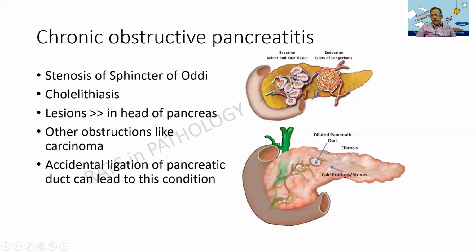This is a normal pancreas over here, and these are the various manifestations. There can be dilated ducts, there can be calculi within, lot of fibrosis is found, and then there is calcification, presence of stones leading to obstruction. So stenosis of the sphincter of Oddi, cholelithiasis, and lesions in the head of pancreas, something like carcinoma. And accidentally, when there is a ligation of the pancreatic duct, all the enzymes are released to the exterior, leading to pancreatitis.